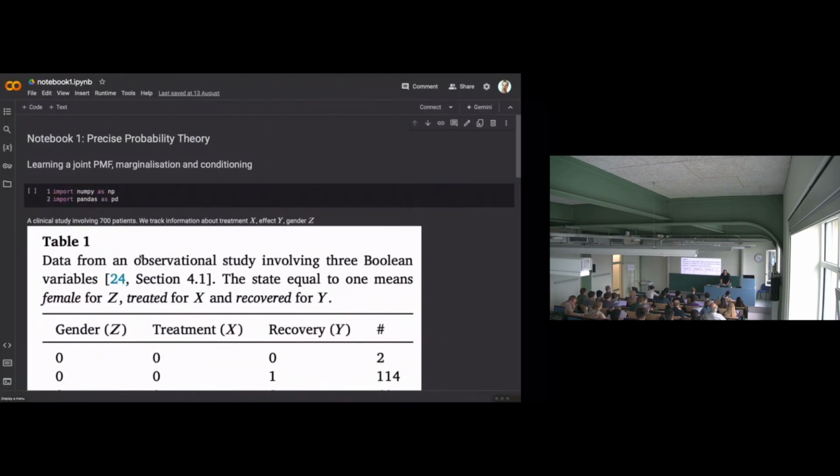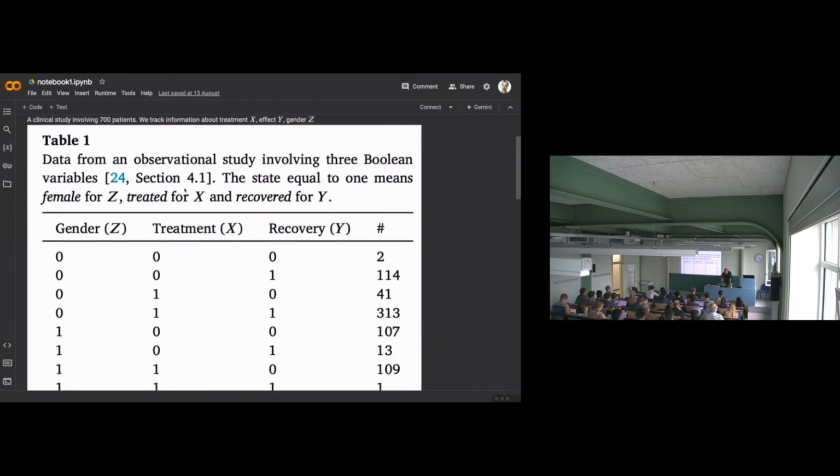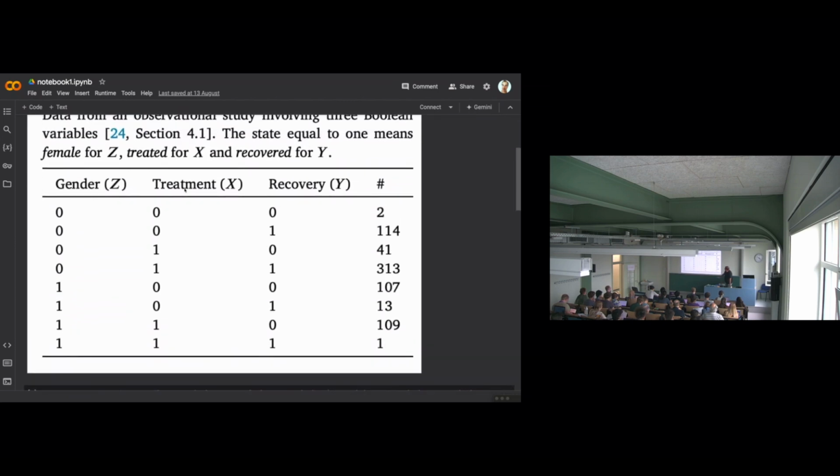And there is this notebook, and what I'm considering is a data set. Wait, maybe these are real data. Yes, these are real data. This was an observational study. I don't know the detail of the treatment, but it's medical data. So treatment and recovery, 700 patients. So these are the counts.